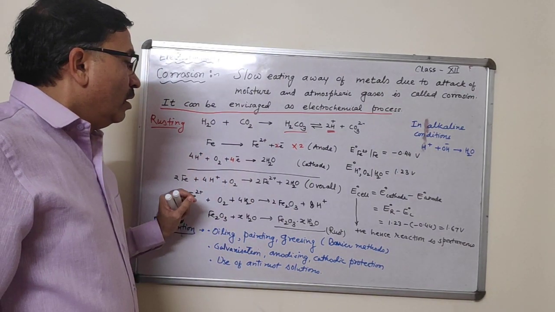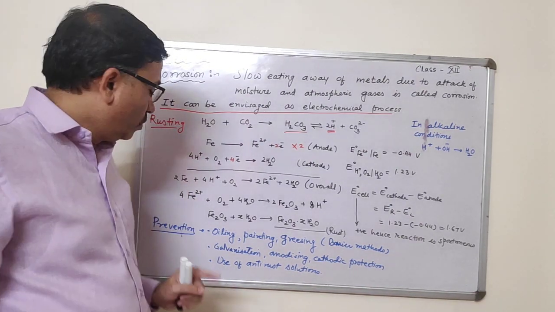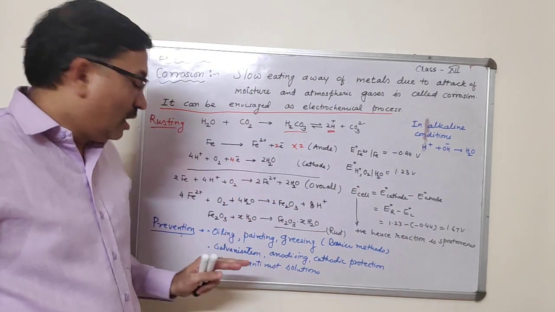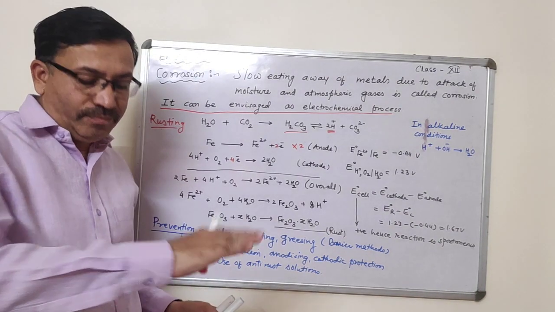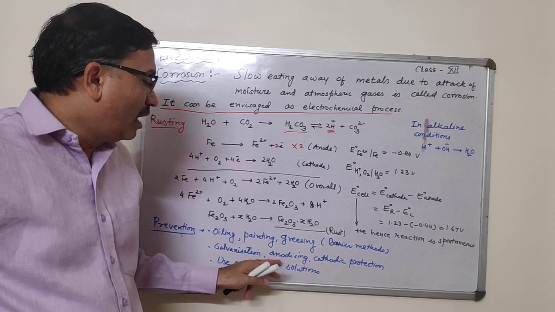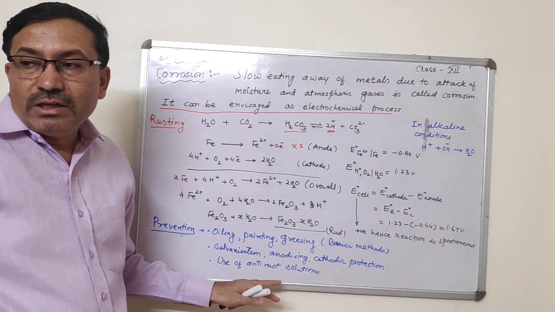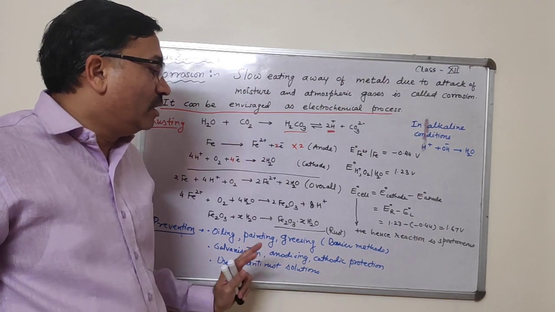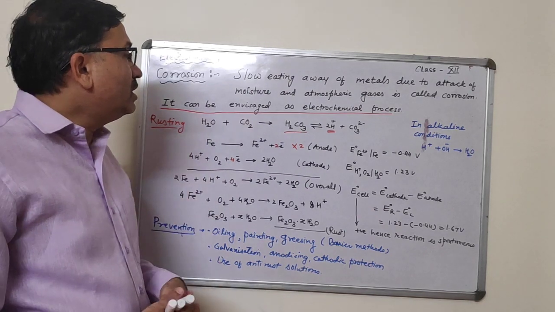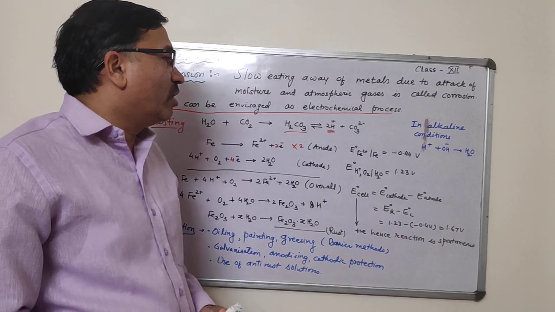How can we prevent rusting? Because it is a global problem. Number one, oiling, painting, greasing. These are barrier methods. Another one is galvanization, that is coating of zinc or any other more reactive metal, along with anodizing or cathodic protection, and use of anti-rust solutions. We can prevent corrosion this way. So this is all about corrosion, and it was the last topic of electrochemistry.